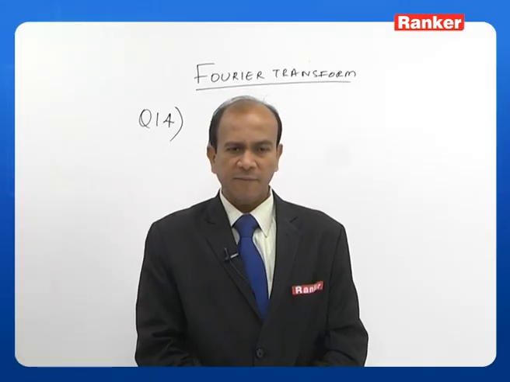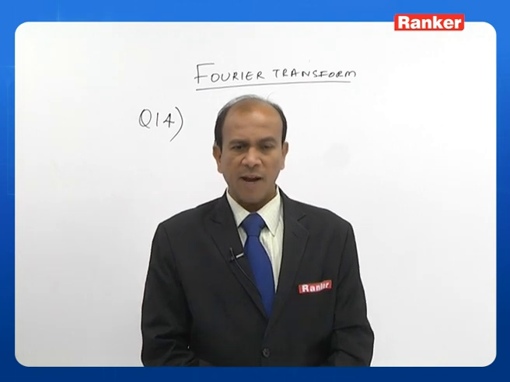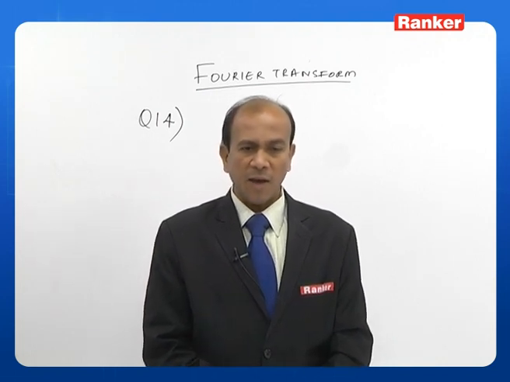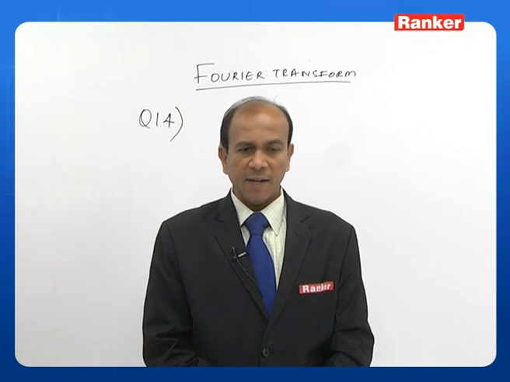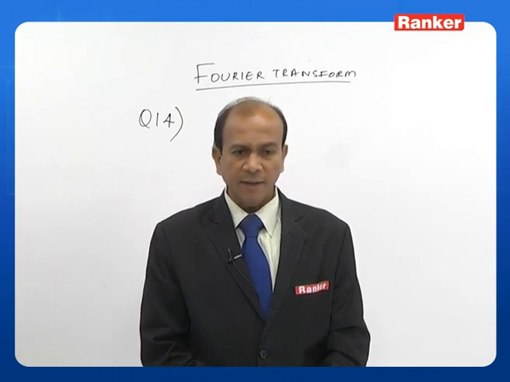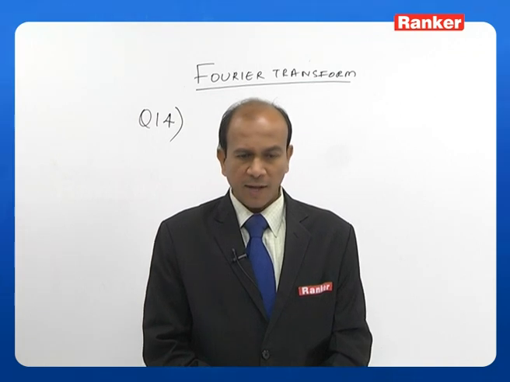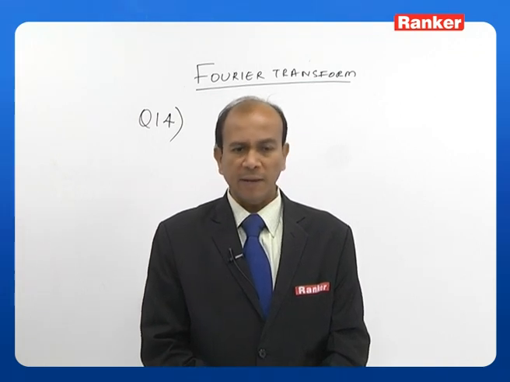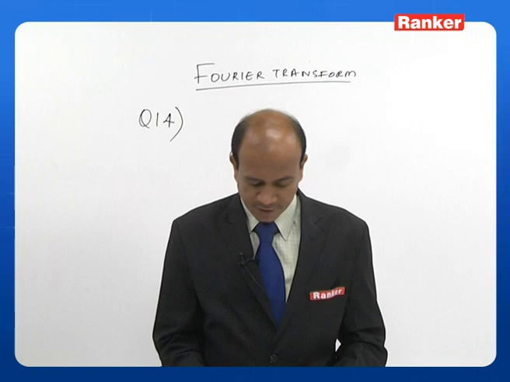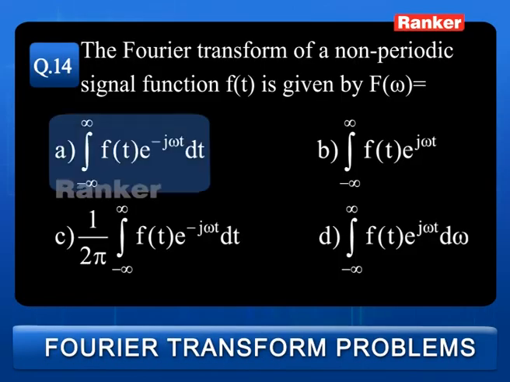Okay. This is the first formula which we have seen, where I have to calculate F of omega given f of t. So, the answer is A, that is integral minus infinity plus infinity f of t e to the power of minus j omega t dt. So, let us write the answer is A.